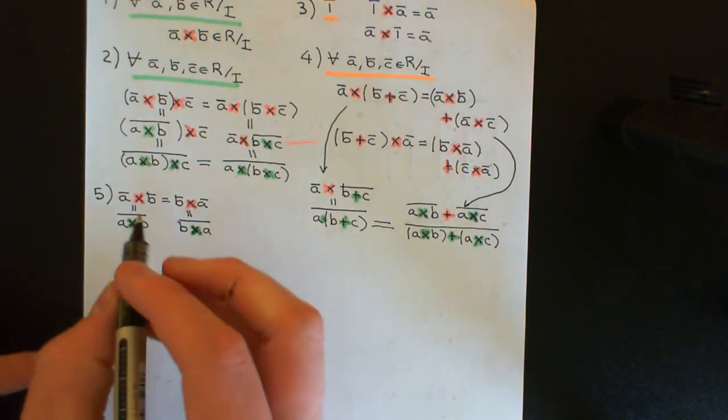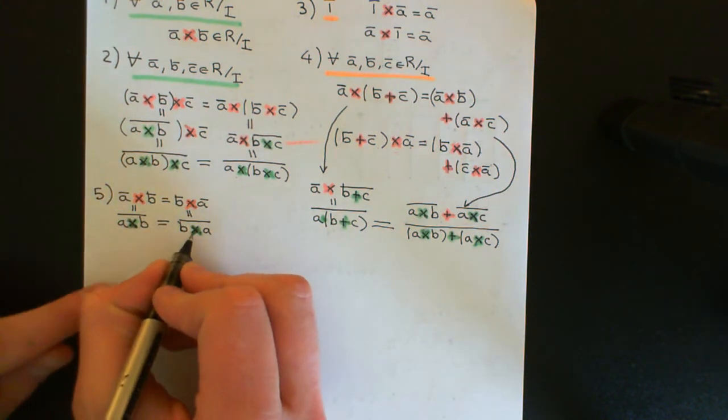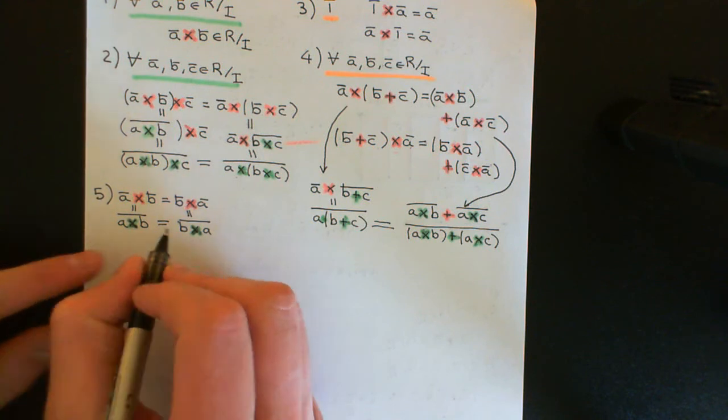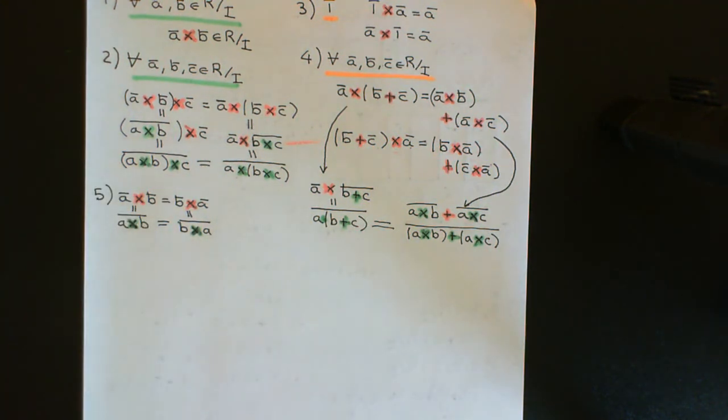Now these two cosets are going to be exactly equal to one another because the two representatives are exactly equal to one another, because commutativity is true in the initial ring. So A times B with green multiplication is equal to B times A with green multiplication. So because of commutativity in the initial ring, you get commutativity in your quotient ring.